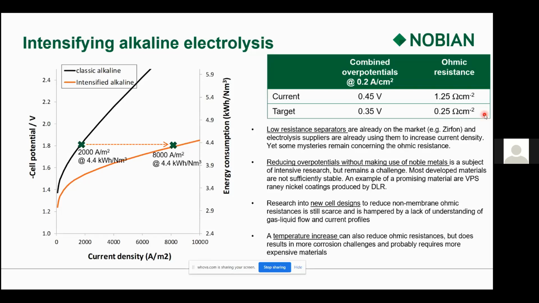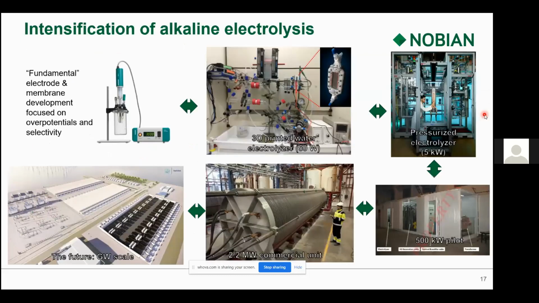Now, I think there is potential to do so by reducing overpotentials, by reducing ohmic resistances. That's not what I want to focus too much on today. I want to focus basically on, what steps do we then need to take to prove it? Because in the laboratory, we need to develop new electrodes, new membranes. And then as a next step, there's still a lot of steps you need to take after that.